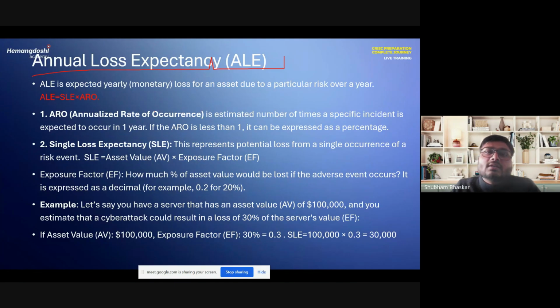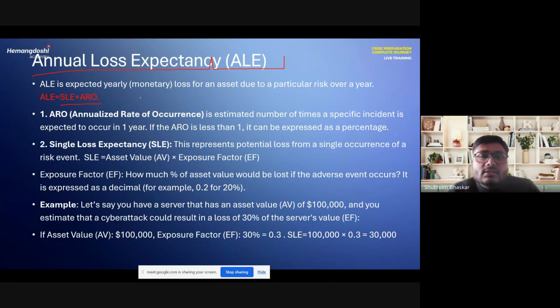So what does ALE mean? ALE is basically a multiplication of single loss expectancy into annual risk occurrence, right? Annual risk occurrence, as per the name, is the estimated number of times one incident can occur in 1 year. Simple as that. If it occurs once, fine. It can also be expressed in percentage, right? Now, single loss expectancy.